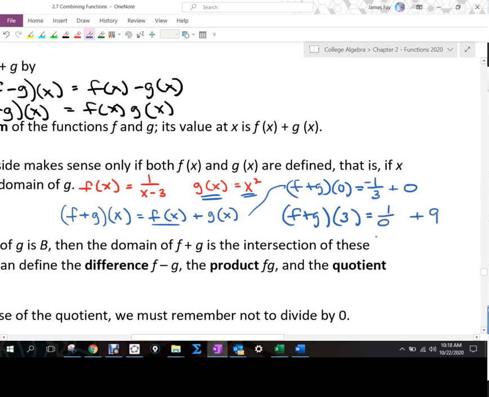1 divided by 0. So essentially what I have is undefined, a number that does not exist, and you add 9 to it. What does that give me? Something that does not exist, essentially, right? Does that make sense? Okay. So you cannot evaluate f of x plus g of x here at 3 because 3 does not belong to one of the domains of those functions.